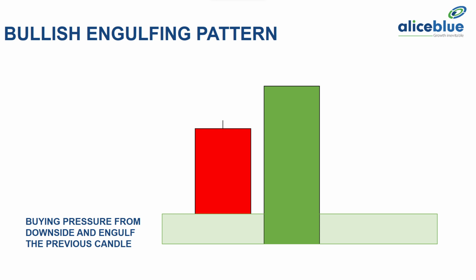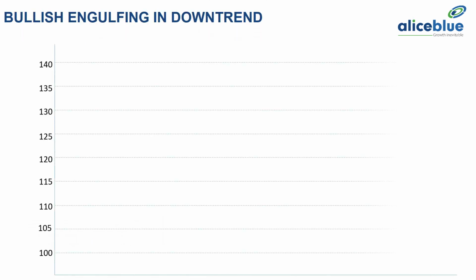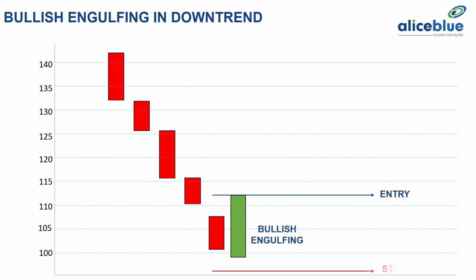Now we can see the bullish engulfing candlestick pattern formation in a downtrend and its execution procedure. Now you can see the price is completely in a downtrend. In a downtrend, we can identify a bullish engulfing pattern. The bullish engulfing pattern's high is our entry and the swing low will be our stop loss, and the higher level resistance or a supply zone will be our target.